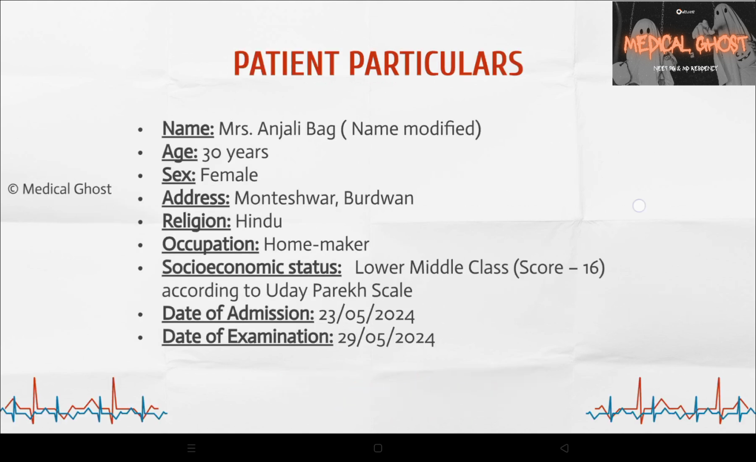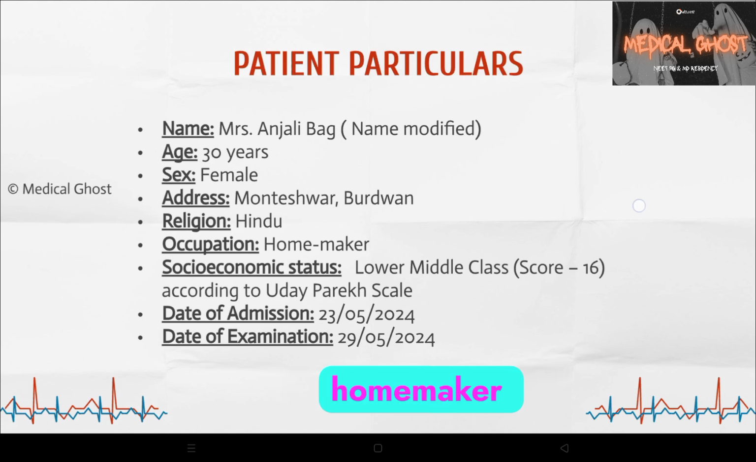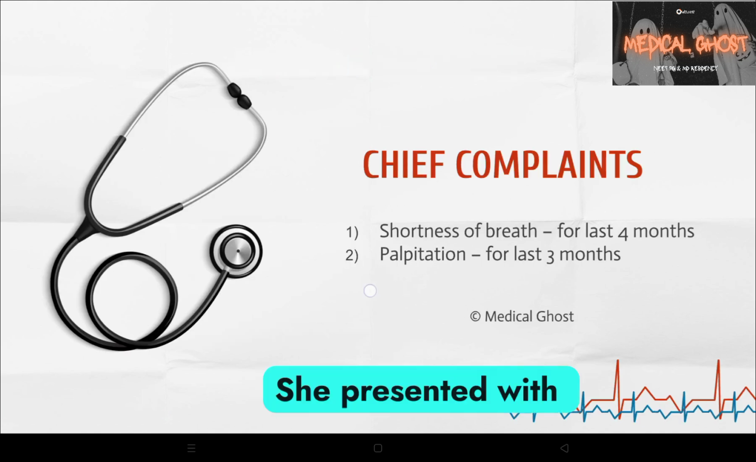Mrs. Anjali Vag, the name is modified, 30-year-old female, residing at Manchester, Hindu by religion, homemaker, belonging to lower middle class family according to the Woodard scale, and was admitted on 23rd May, examined on 29th May. She presented with shortness of breath for the last 4 months and palpitation for the last 3 months.